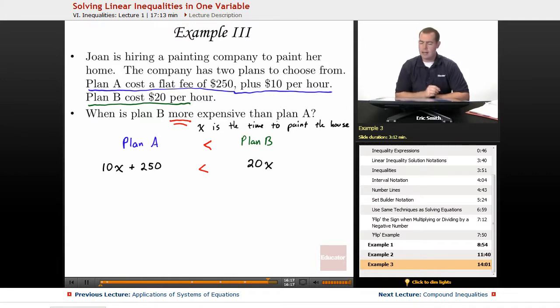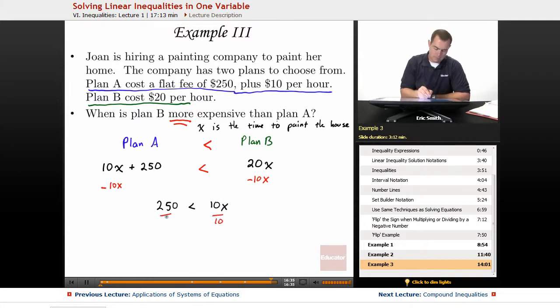Let's work on getting our x's together by subtracting 10x from both sides. So 250 is less than 10x. Okay, looks good. Now we'll divide both sides by 10. So 25 is less than x.